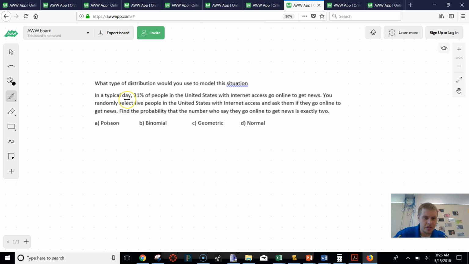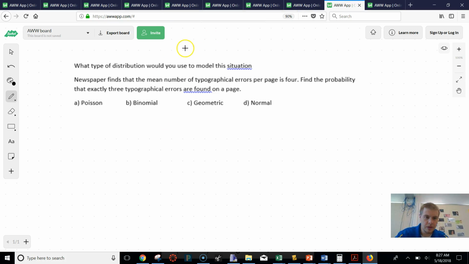In this distribution, in a typical day, 31% of people in the United States go online, and they want to find the probability that the number who says they go online to get news is exactly 2. Well, anytime we want an exact number of successes, an exact number of failures, since we have 5 people and we want exactly 2 of them, that would be binomial, just like we've done those other events.